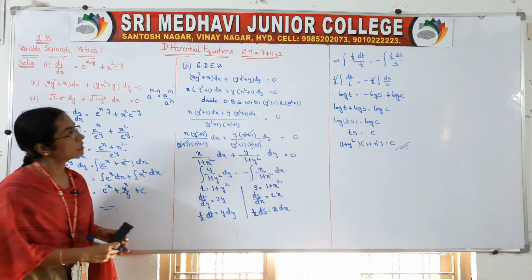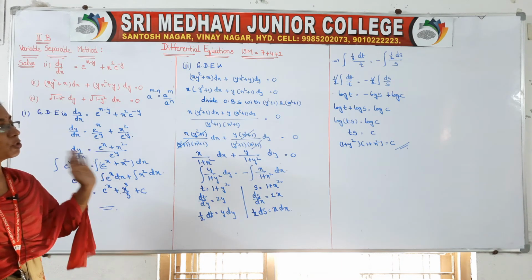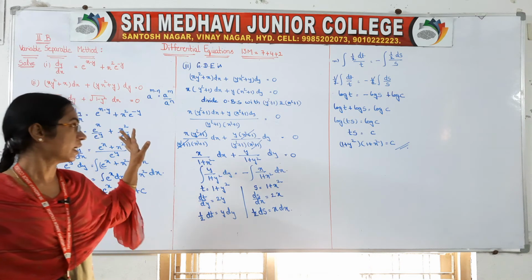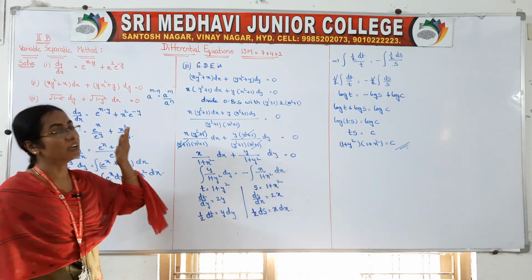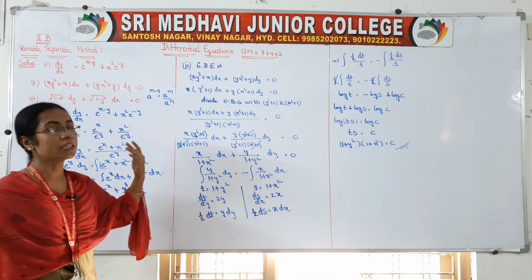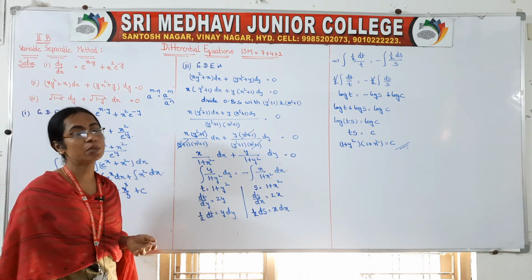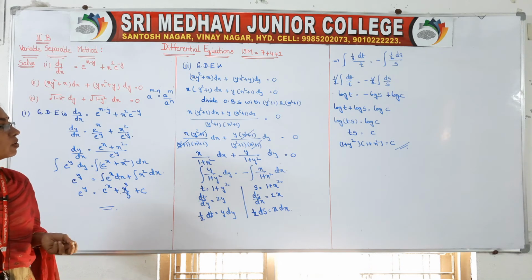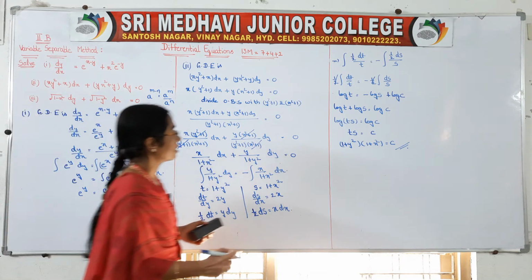So just by seeing that you should know which method we have to go for. Can we separate the x terms and y terms together, right? If a possibility is there, that means can we separate the variables, then you can go for the variable separable method. Okay, so now come to the third one.